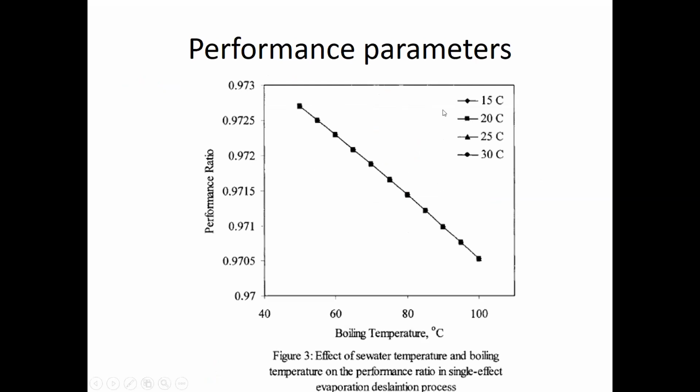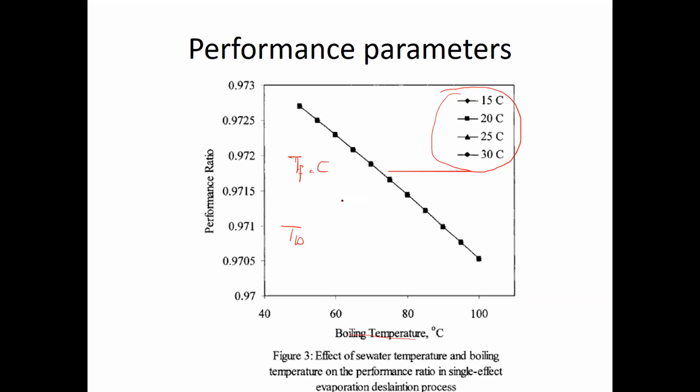What this is saying here is that the boiling temperature does not change if you vary the seawater temperature. This is the seawater temperature. And whether the seawater is at 15, 20, 25, 30, it does not affect the performance. The reason for this is simple, because we said here that we are changing the boiling temperature, TB, but TF is constant.